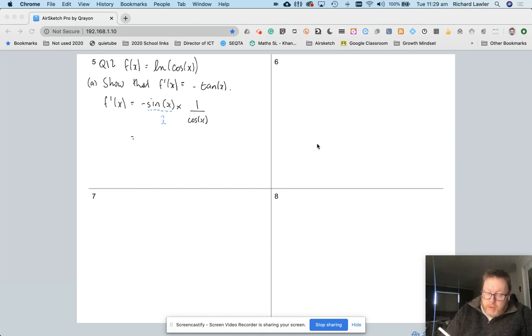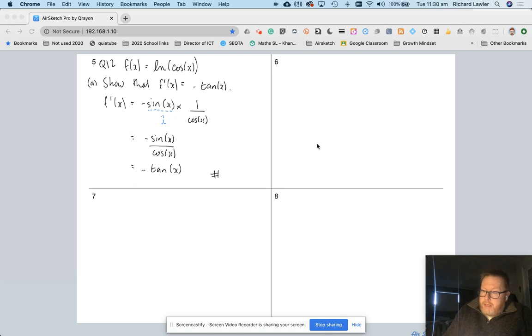So it's negative. So multiply the tops together, we get negative sine of x. Multiply the bottoms together, we get cos of x. Now we know sine over cos is tan. The only thing is that there's a negative in front there, so it would be negative tan of x, which is what we were required to prove. So that's the end of that one.